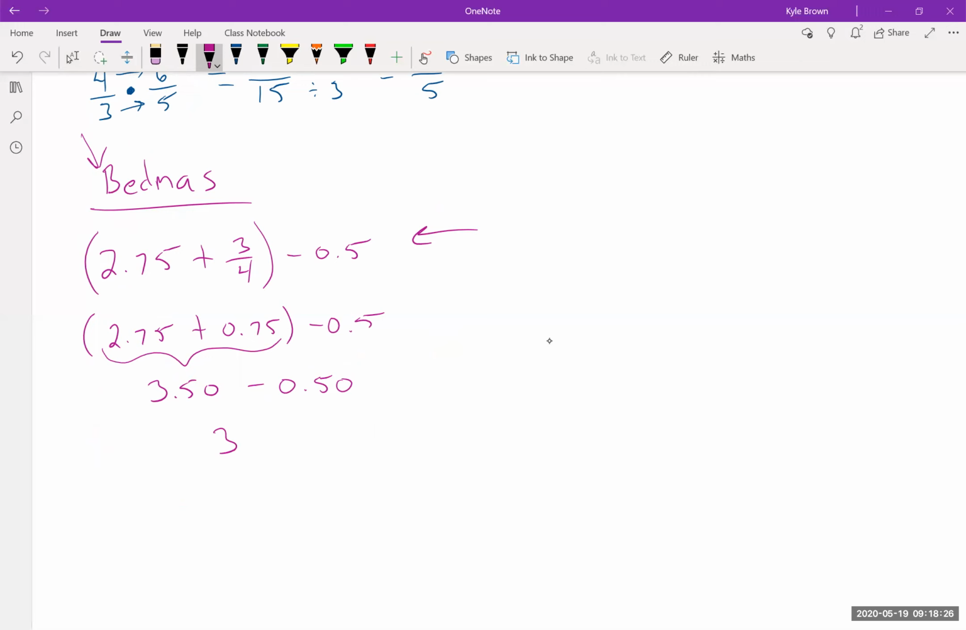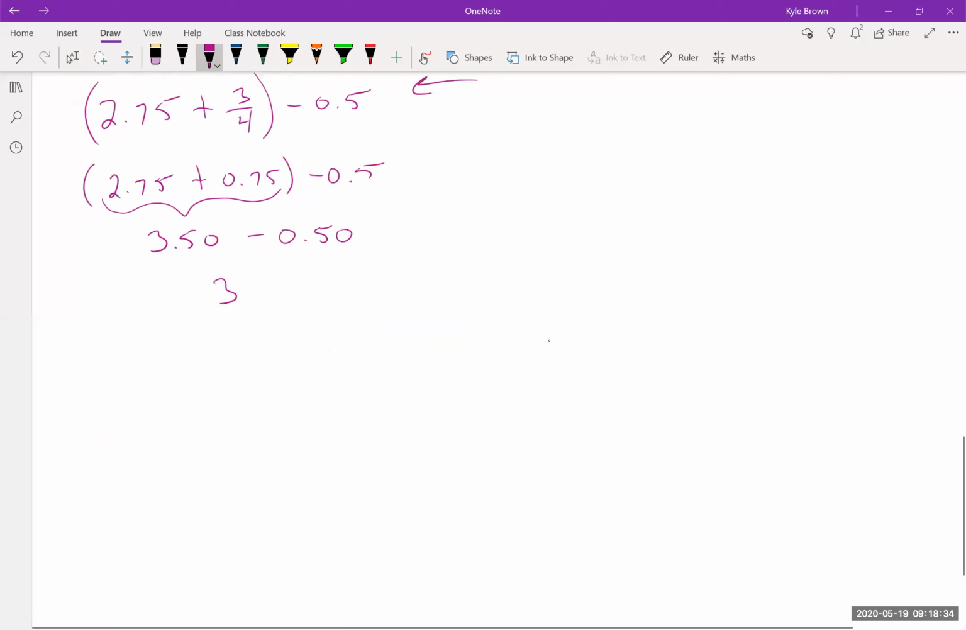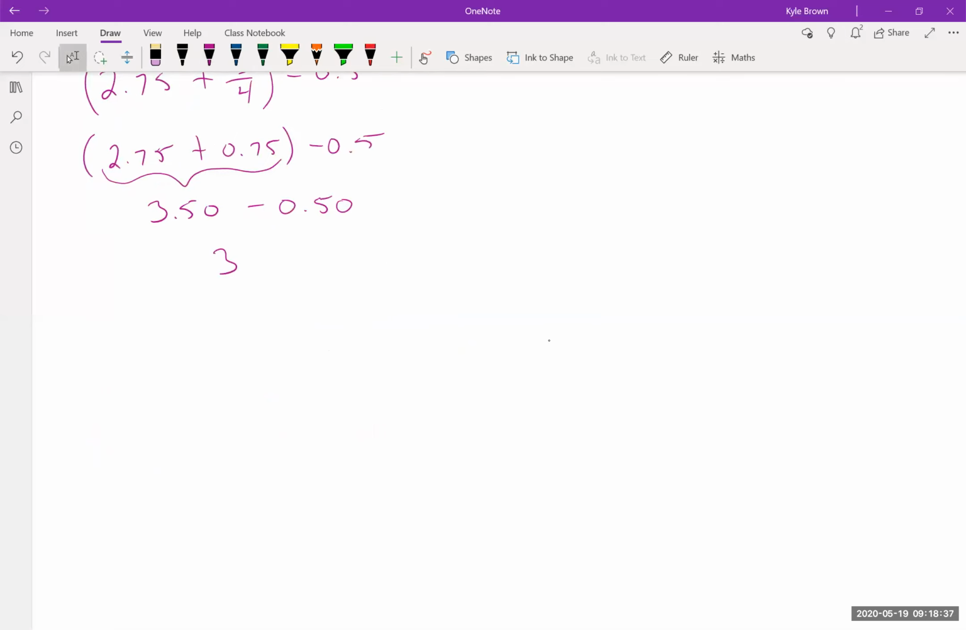Okay, so let's do some more. Let's say we had one like this. We've got 0.5 times 2 minus, coffee break. So 0.5 times 2 minus, and here I'm going to throw this one at you, the square root of 4 over 36, divided by 2 over 3.